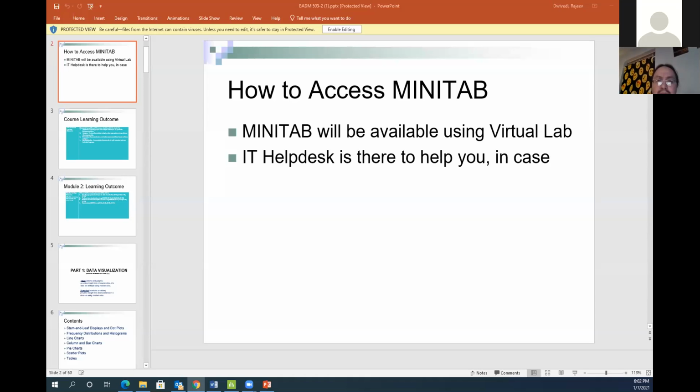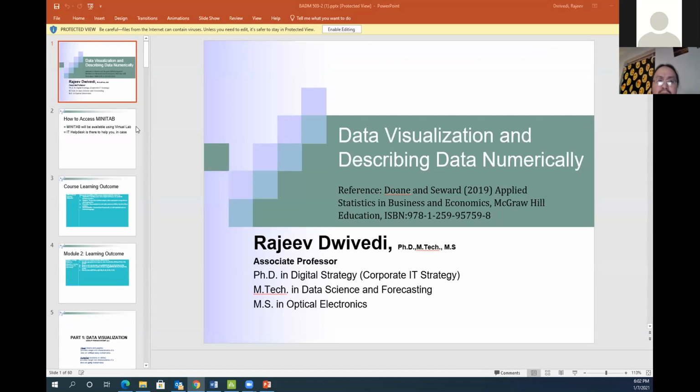Okay, so this module number 2 is about describing data visually and describing data numerically. These are the two things that we would like to learn. So how data visualization can be possible using different charts, graphs, tables. So these are the tools for data visualization.